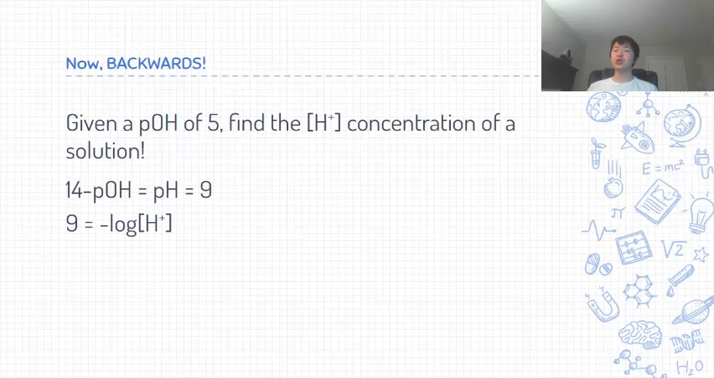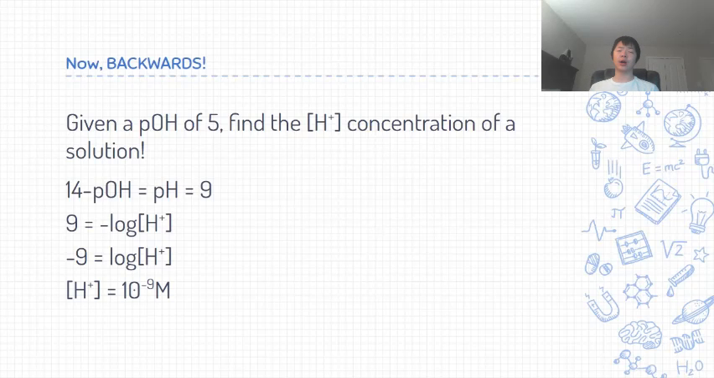Now that we've found the pH, we're going to set that equal to its equation, negative log base 10 of the concentration of H plus. As we continue to solve this, ultimately we'll get that the concentration of H plus is 10 to the negative 9 moles per liter.